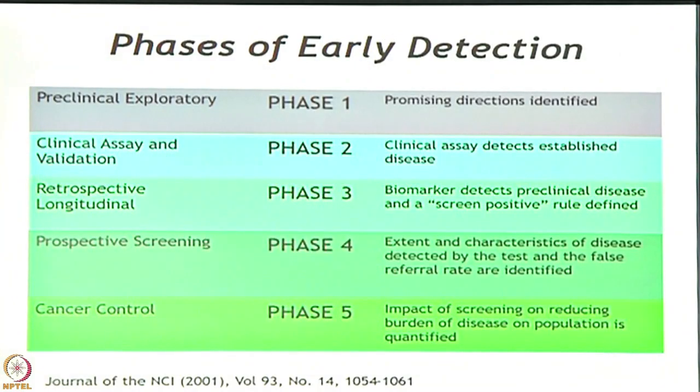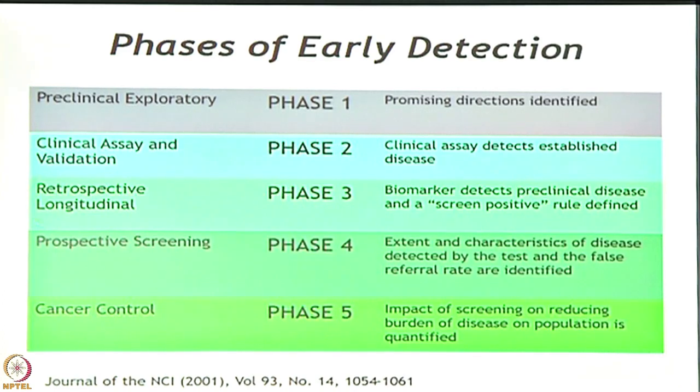So this is sort of a different way of saying what I've told you earlier. This is based on a publication from the Early Detection Research Network at the National Cancer Institute in the US. This basically outlines, if you're going to develop an early detection marker, the phases that you should go through. First, you should do exploratory studies. This is the kind of observed difference study I told you about earlier. Then you need to do a clinical assay and validation, so you need to establish that the assay can detect the disease.